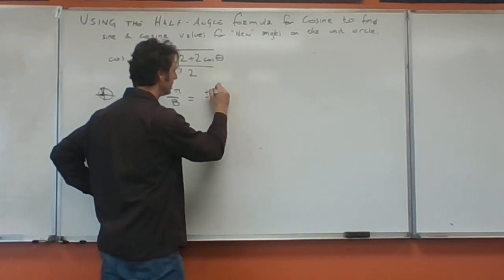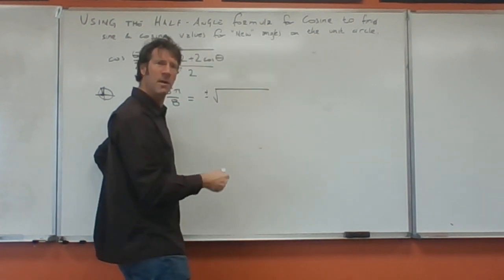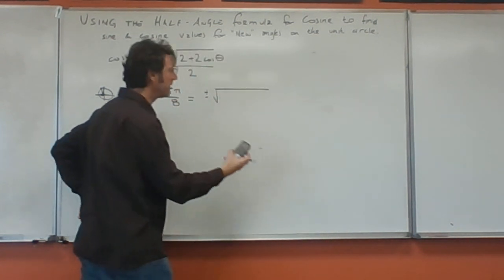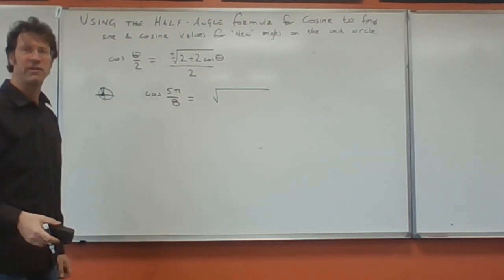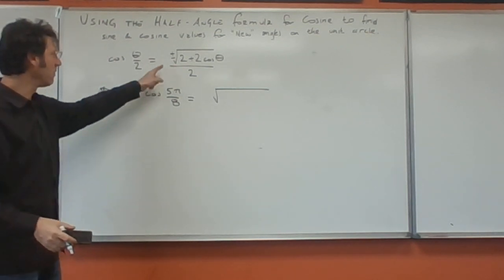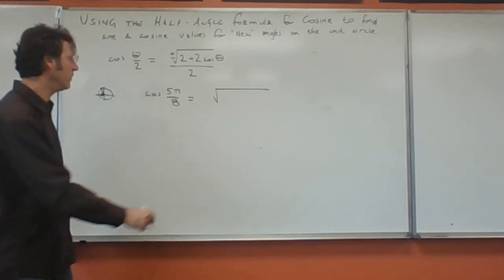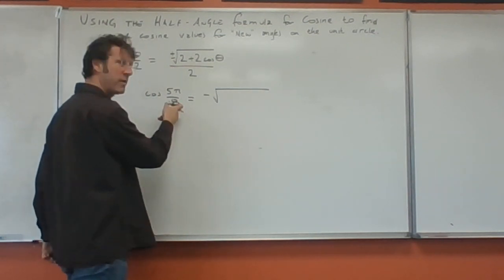Plus or minus. You know what? I'm going to get rid of that plus or minus right now, because we just discussed where this angle is. It's in the second quadrant. Second quadrant angles have negative cosines. So this is no longer a 'gee, I don't know, is it positive or negative?' We know it is negative. So we know where we are.